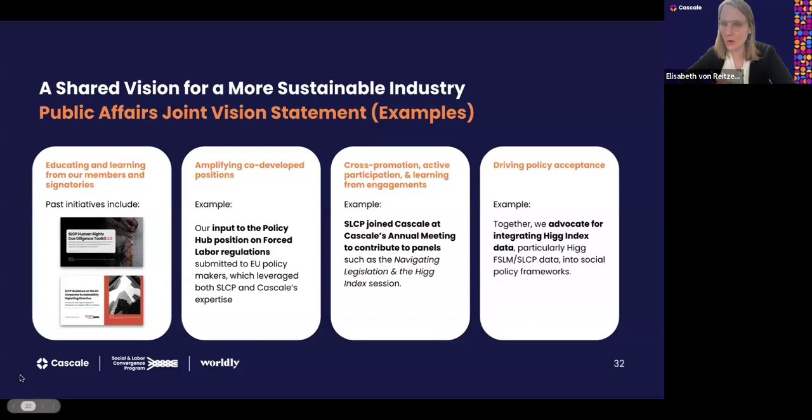Another example is on the Corporate Sustainability Due Diligence Directive, where currently in Brussels guidance materials are being developed, which explain what the legislation actually means in practice and dive into more detail. And this is something where SLCP, together with Policy Hub, and of course Cascale feeding in, is developing a handbook for use of the European Commission to again feed into that. So, one very nitty gritty example.